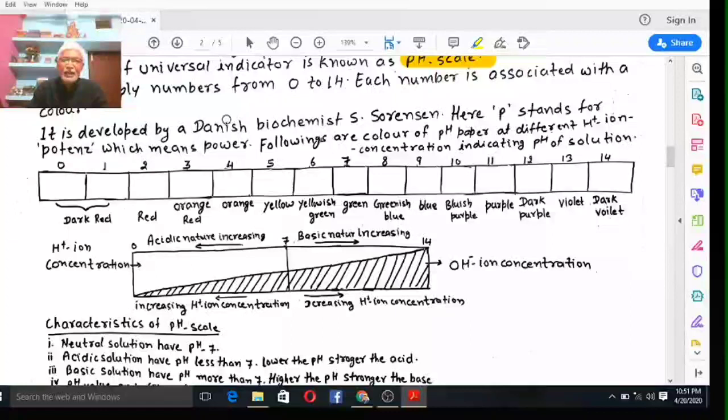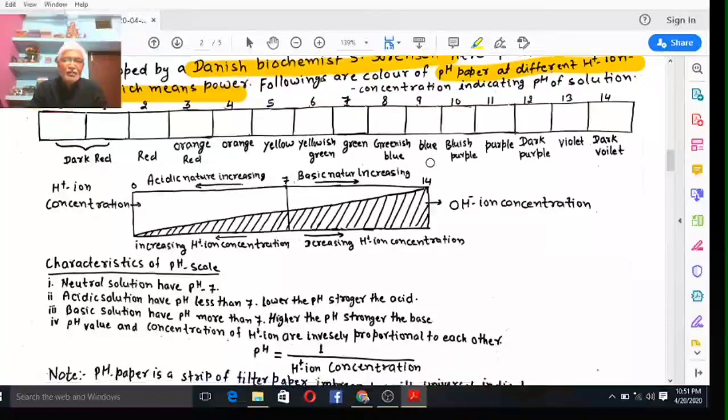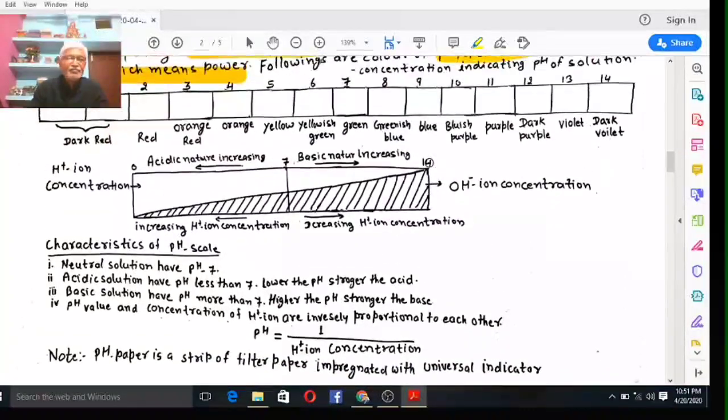It was developed by a Danish biochemist, S. Sorensen. Here P stands for potential, which means power. Following are the colors of pH paper at different hydrogen ion concentrations, indicating the pH of a solution. Here we can see the different colors at different pH values.